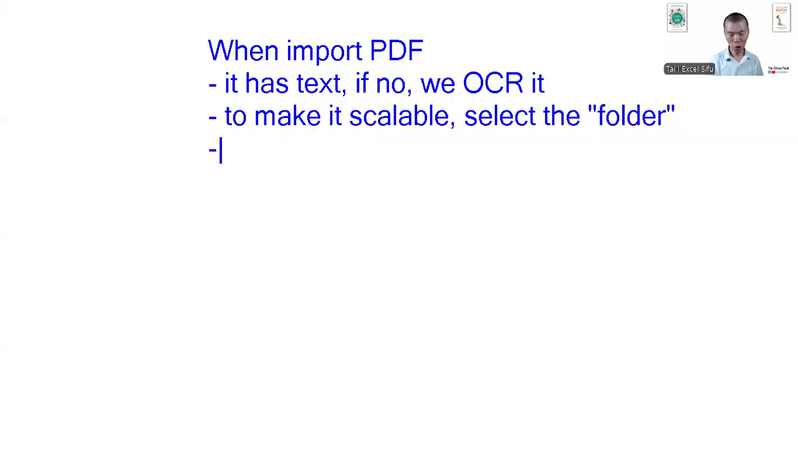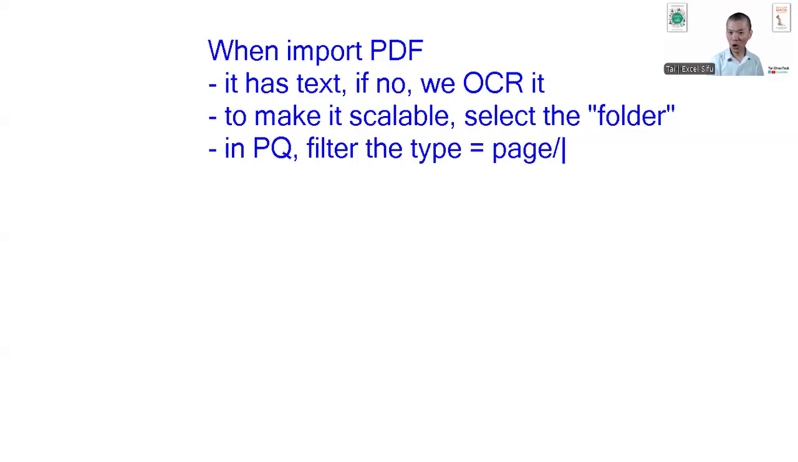After that, when we go to transform in Power Query, we want to filter the type equal to either page or table, depending on your situation. Just now, I filtered to keep only the pages, so that I have greater flexibility to handle everything together.